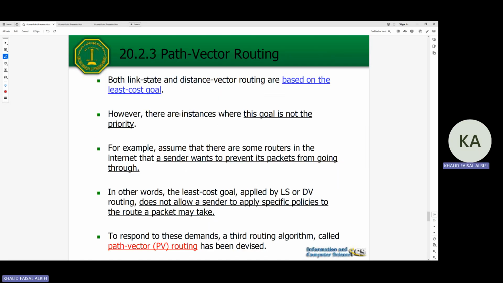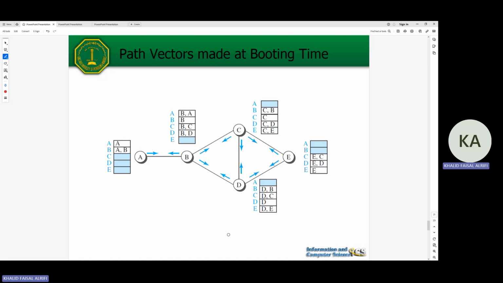Okay, the path vector, the last type. Both link state and distance vector routing are based on the least cost goal. However, there are instances where this goal is not the priority. For example, if you want to prevent the sender's packets from going through, these two do not achieve this goal. So you will need another type of routing algorithm, which is path vector.